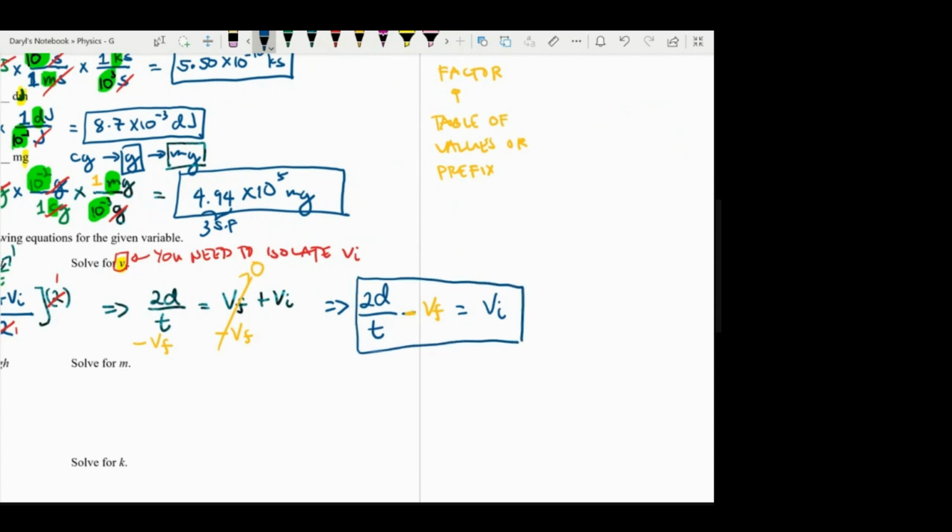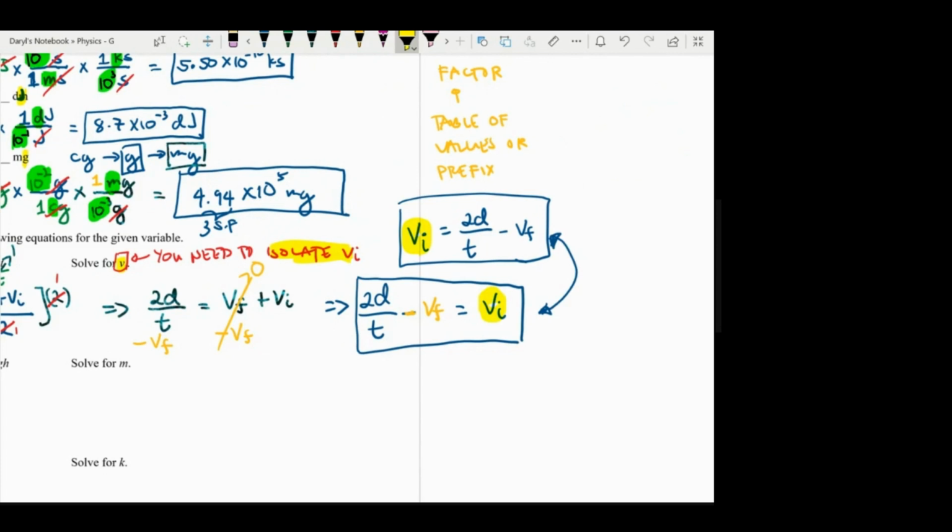So VI is equivalent to 2D over T minus VF. If you want to write it in a conventional way, with VI on the left-hand side, you can just interchange them. As long as they're already separated, you can do this. It's the same thing, they're already isolated, so you can just switch their placement. VI is equal to 2D over T minus VF is the same thing as 2D over T minus VF is equal to VI. Your VI is already on one side of the equation, and that would be your aim.